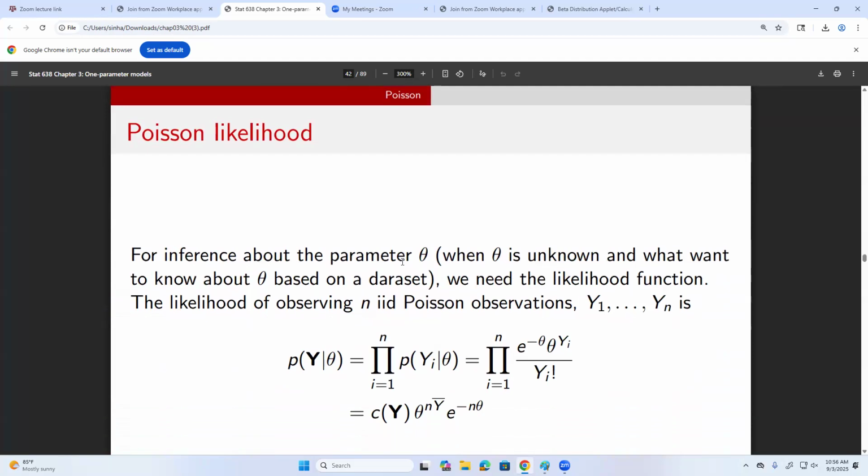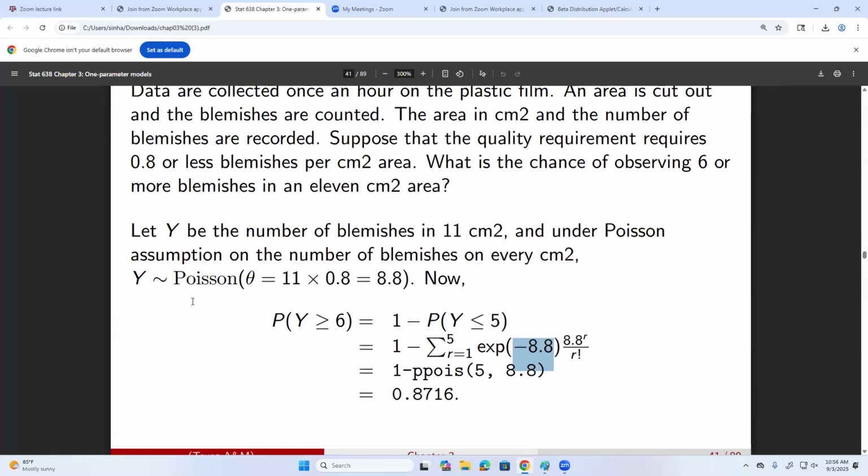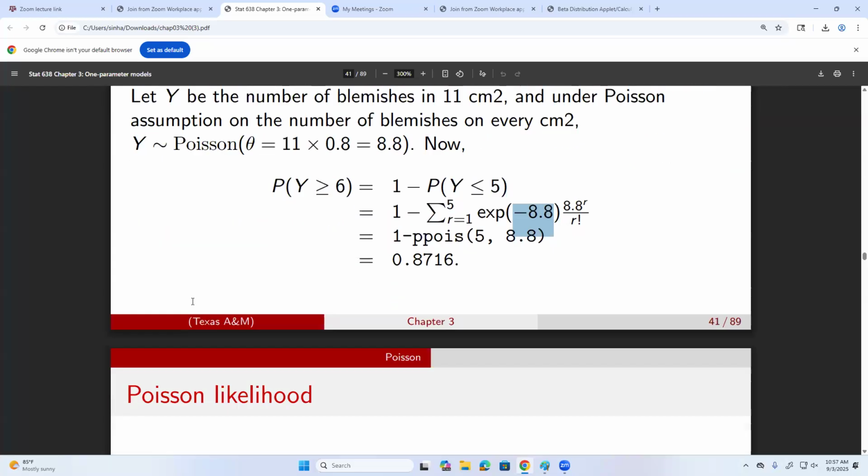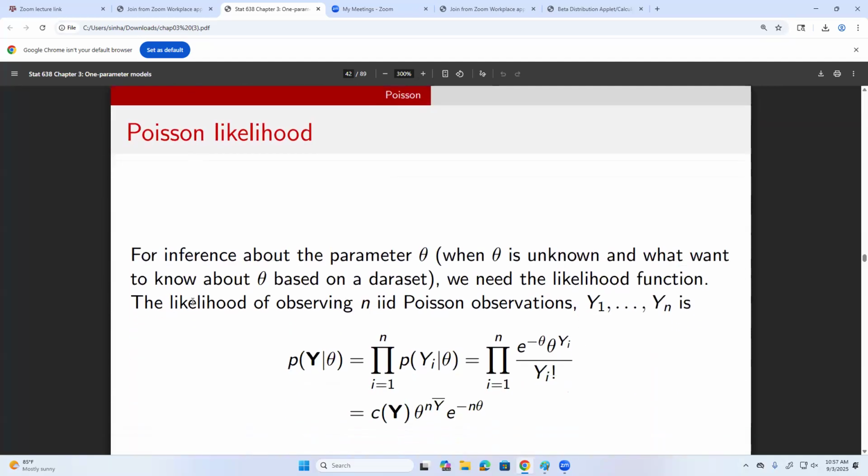Now for inference about the parameter theta, we need the likelihood function. So far, there is no inference. The first part is not an inference problem. This is a pure probability calculation, assuming theta, the number of blemishes per unit area, is known, which is given as 0.8. Next part is, suppose I want to make inference about the parameter theta, the actual number of blemishes per unit square. So what would that be?